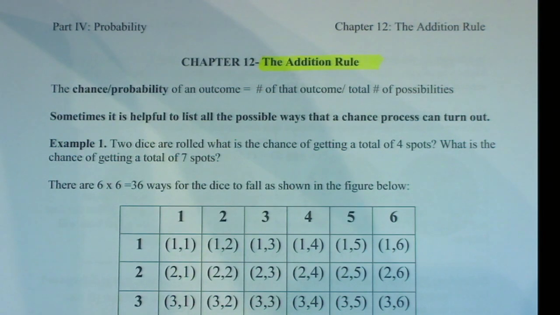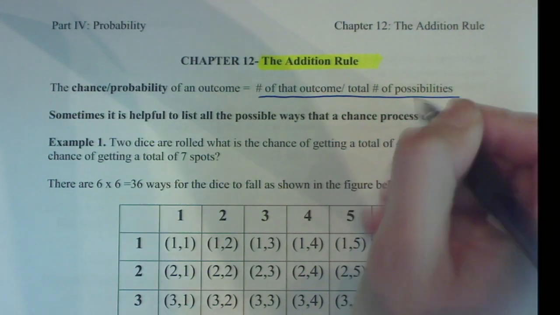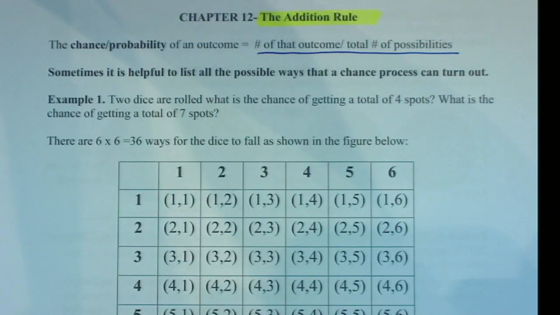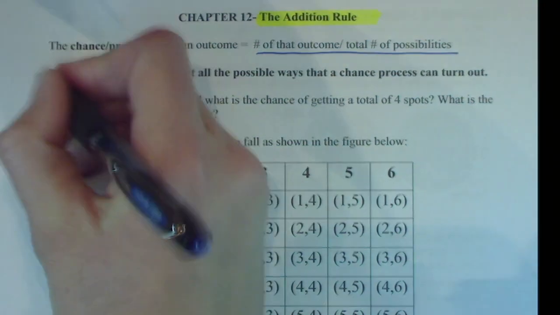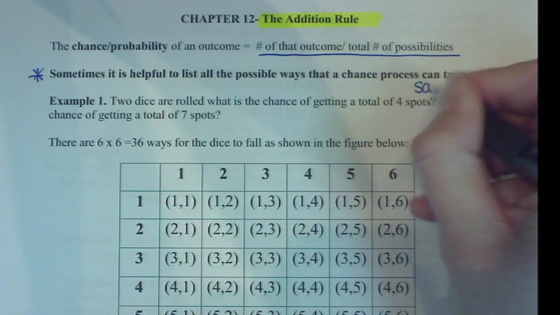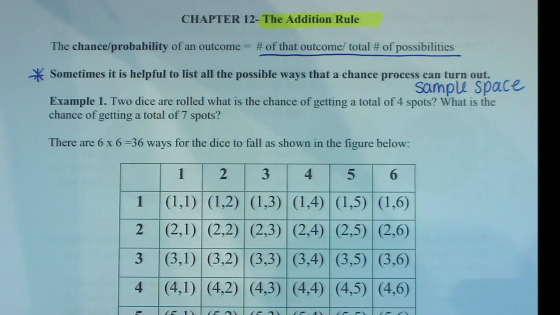It says, hey, remember, the chance or the probability of an outcome is just the number of that outcome over the total number of possibilities. Something that seems straightforward, but if you're ever confused, think back to that. It should help. Number of successes over the total number of possibilities. So sometimes with probability questions, it can be helpful to list out all the ways that a chance process can turn out. And we call this the sample space. Right? That was our first probability definition, was sample space.